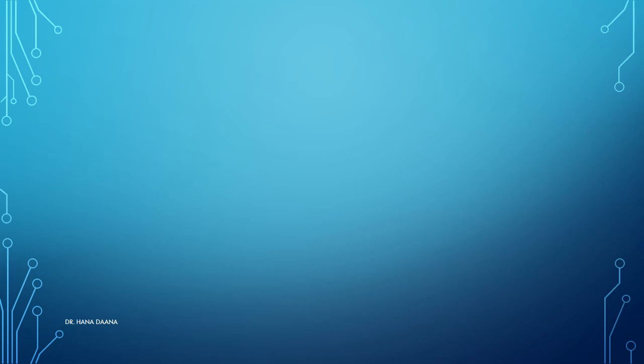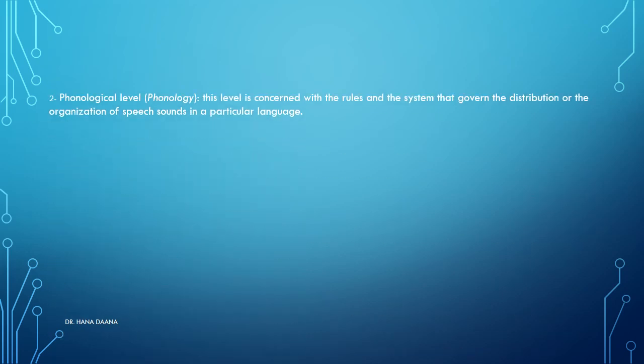The second level of analysis is the phonological level, phonology. This level is concerned with the rules and the system that govern the distribution or the organization of speech sounds in a particular language. Notice we said in a particular language. Now two questions come to our mind: the difference between phonetics and phonology on one hand, and which one of them is more general than the other.